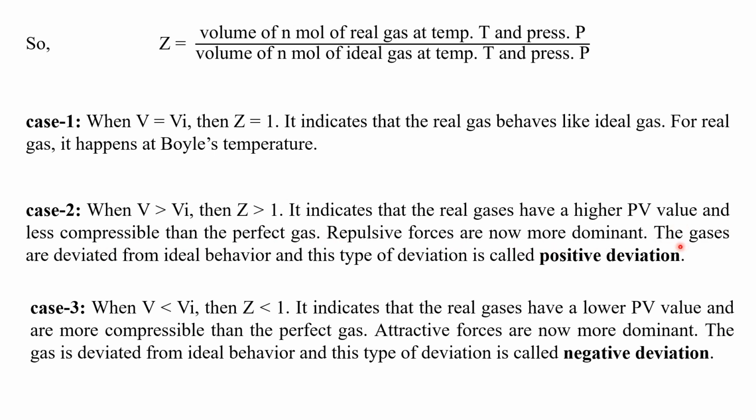Repulsive forces are now more dominant. The gases deviate from ideal behavior, and this type of deviation is called positive deviation. So when the value of Z is greater than 1, we say this is positive deviation, and repulsive forces dominate. When V is less than Vi, then Z is less than 1, which indicates that the real gases have a lower PV value and are more compressible than the perfect gas. So attractive forces are now more dominating, and the gas deviates from ideal behavior, and this type of deviation is called negative deviation.